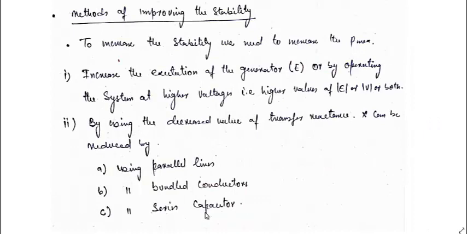Now, methods of improving stability. How to increase the stability? To increase the stability, we need to increase the Pmax. We have discussed it. The more the value of the Pmax, the more will be the steady state stability, because more will be the steady state stability limit. So to increase the Pmax, we need to increase the excitation of the generator, that is E, or operate the system at higher voltage, that is V. That means a higher value of E or V or both. We can increase the voltages.